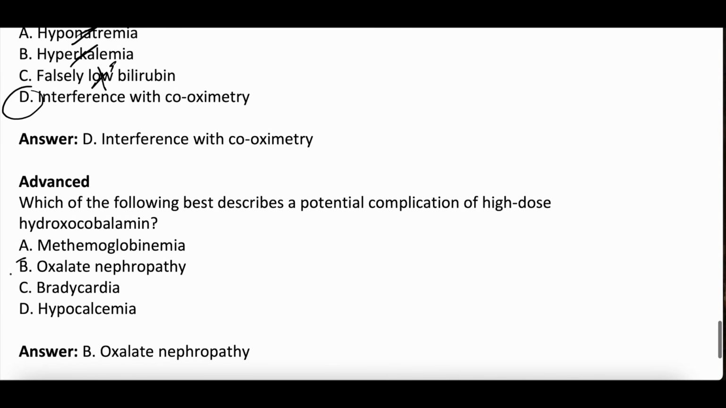So as we talked about, oxalate nephropathy is a known risk of hydroxocobalamin. Methemoglobinemia is not it, and bradycardia, it does not affect the heart rate. And hypocalcemia, it does not affect the calcium levels. So oxalate nephropathy is a described complication of high-dose hydroxocobalamin.